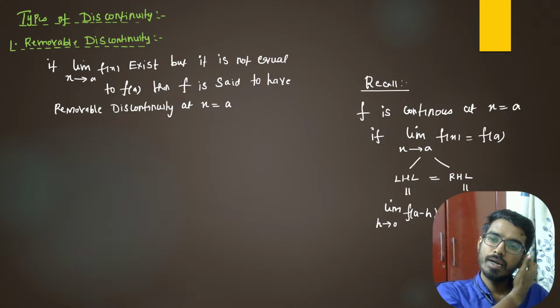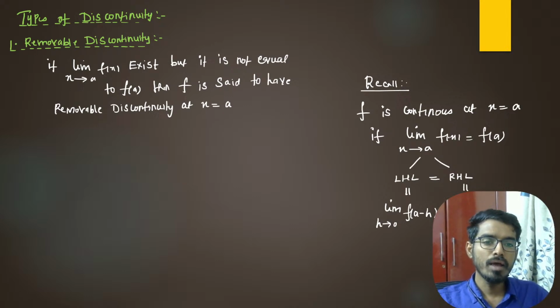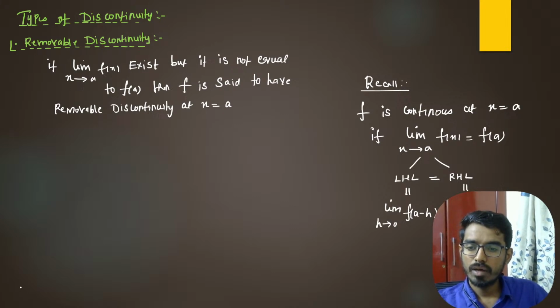So at a it is discontinuous only. How does it fail continuity? The limiting value exists, the function value exists, but they are not equal. That discontinuity is called removable discontinuity. Why is it removable? Because this type of discontinuity can be made continuous if I redefine the function. I'll give examples.